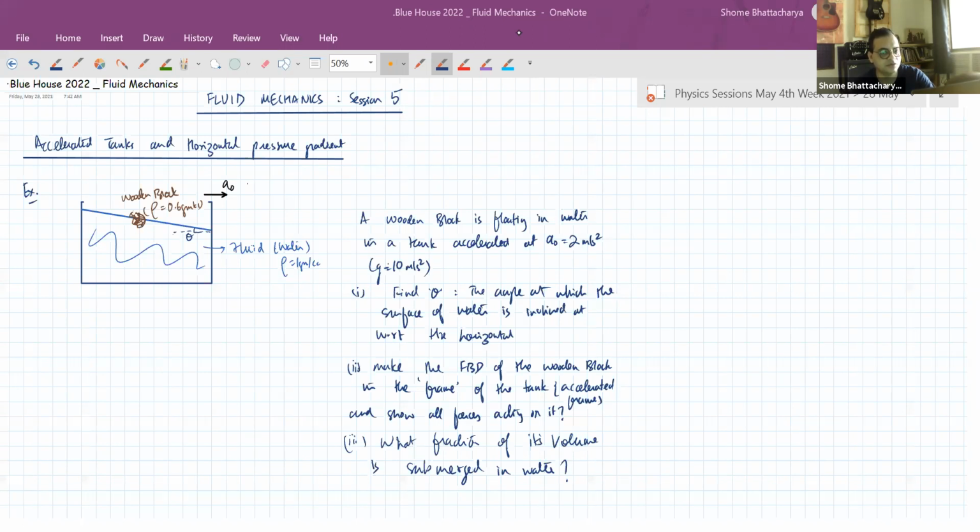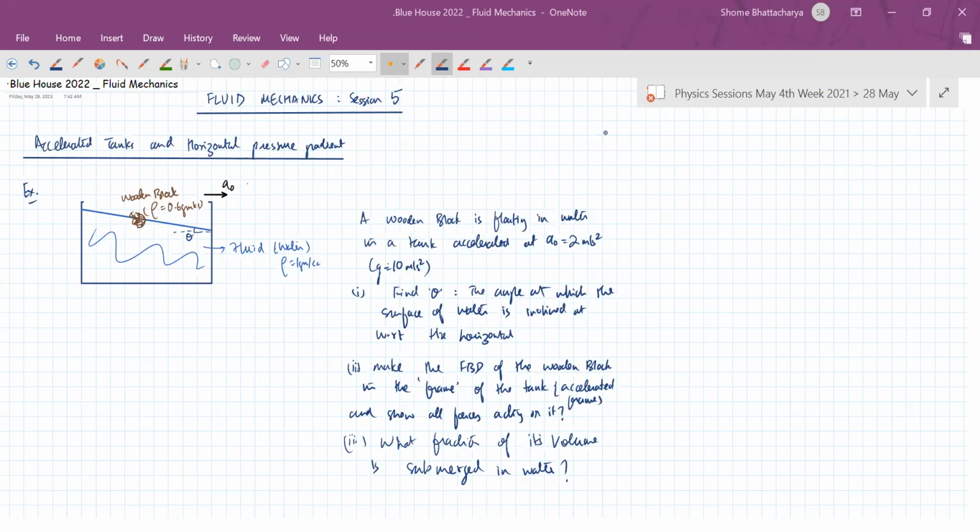If you remember the derivation of Archimedes' principle for a floating object that we had seen, why is there upthrust? Because the pressure increases with depth. Like that, now the pressure also increases along the negative x-axis, because of the pseudo force acting on the liquid. So accordingly, there will also be a horizontal component of buoyant force. That horizontal component has to be taken into account when we are understanding the free body diagram of the wooden block.